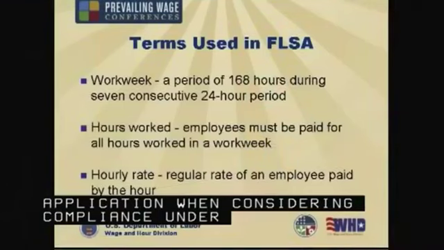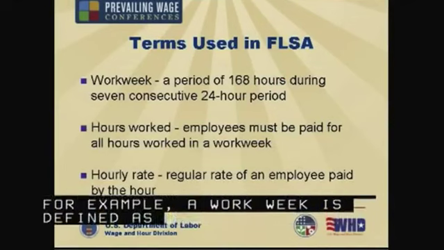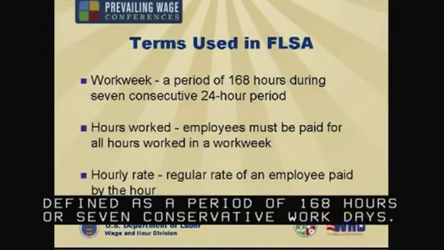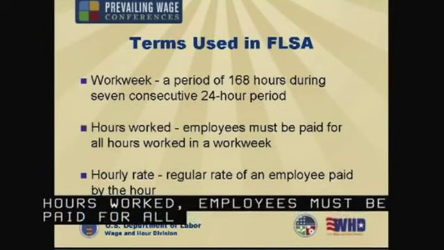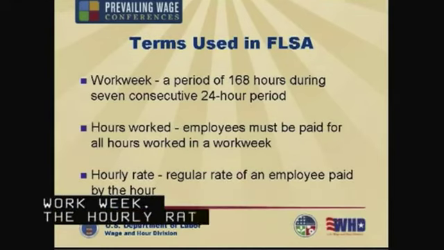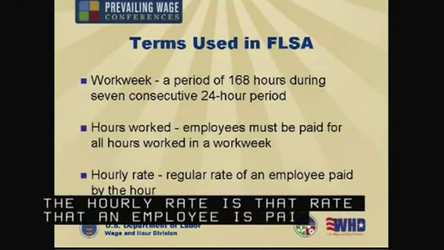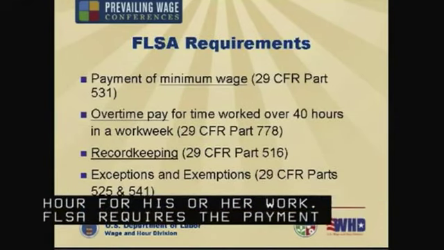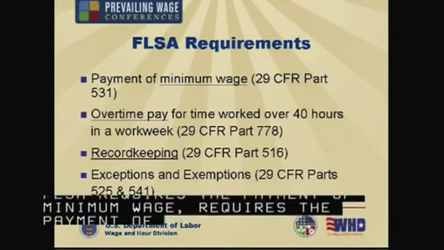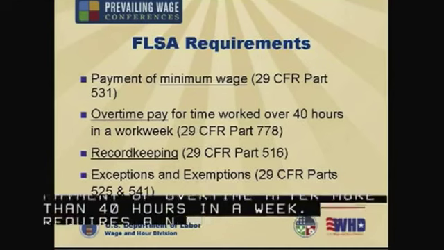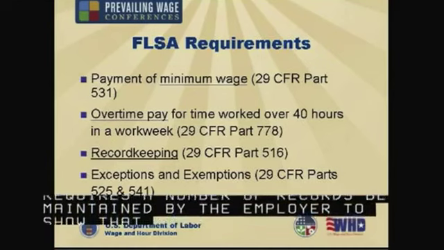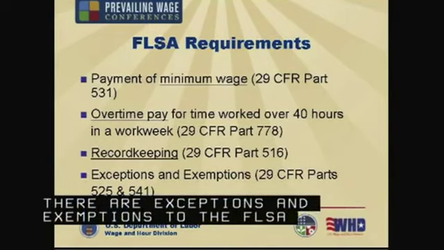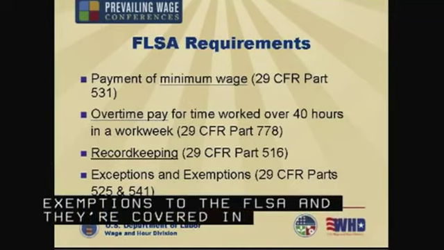For example, a work week is defined as a period of 168 hours or 7 consecutive work days. Hours worked: employees must be paid for all hours worked in a work week. And the hourly rate is, of course, that rate that an employee is paid by the hour for his or her work. FLSA requires the payment of minimum wage, requires the payment of overtime after more than 40 hours in a week, and requires a number of records be maintained by the employer to show that workers were paid in compliance. There are also exceptions and exemptions to the FLSA, and they're covered in 29 CFR 5.2, 525, and 541.